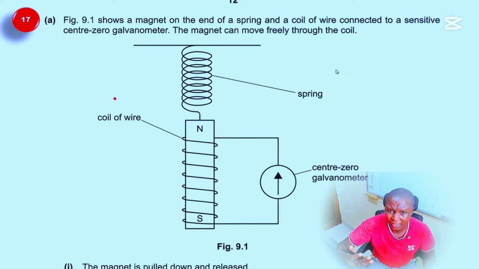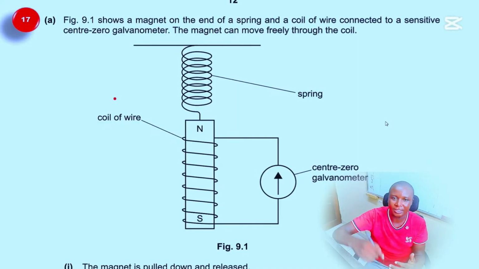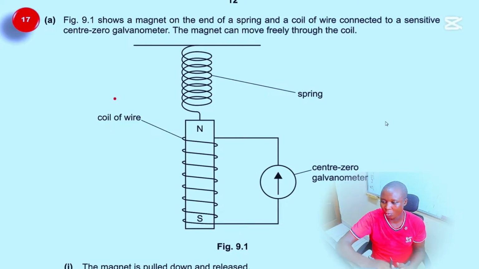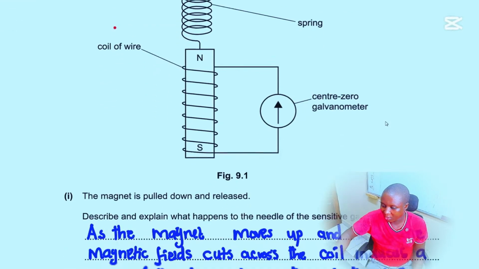So something else that you need to remember: if you want to increase the amount of EMF induced, you can increase the number of coils, you can increase the thickness of the coils, you can also increase the strength of the magnet, and you can also increase the speed at which this magnet is oscillating within this particular coil. Those are the factors that you really need to consider when you are looking at this concept.